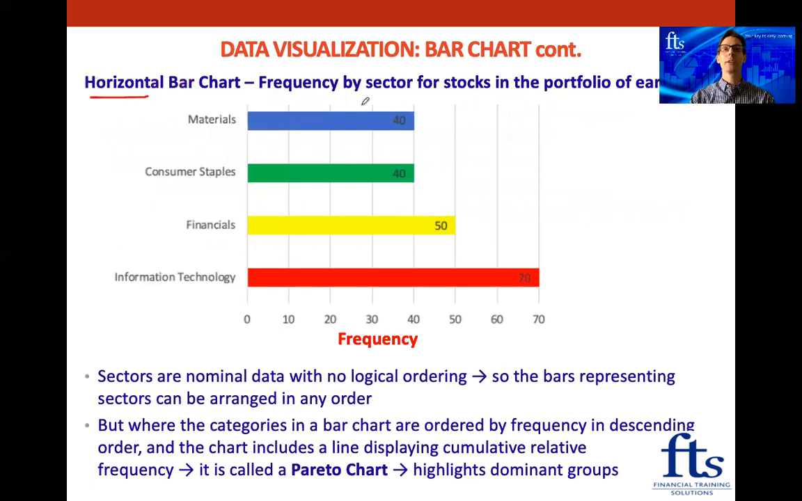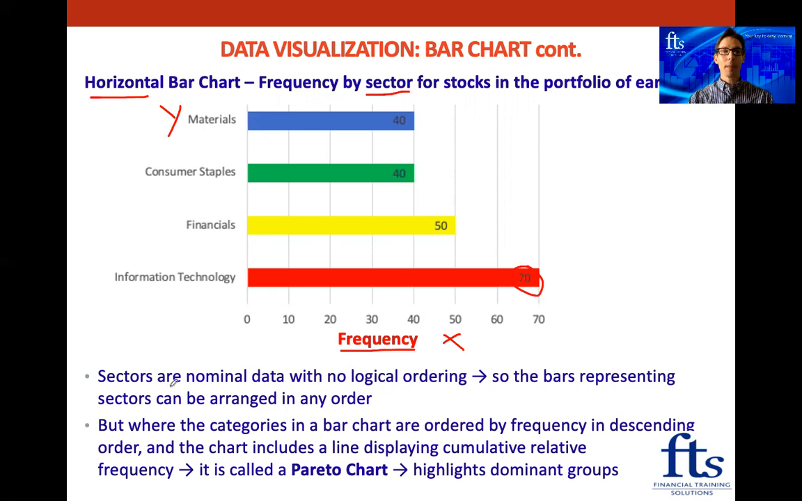So what we're going to do now is look at the frequency by sector for stocks in our portfolio that we did in the previous class. Remember, we had that portfolio of 200 stocks, and we were invested in 4 sectors: the materials, consumer staples, the financials, and the IT stocks. In a horizontal bar chart, we've got the frequency along the horizontal or x-axis. And then on the vertical or y-axis, we've got our different sectors. So we can now quickly and easily see that most of the stocks are in the IT sector. We've got 70 stocks over here in the IT sector.